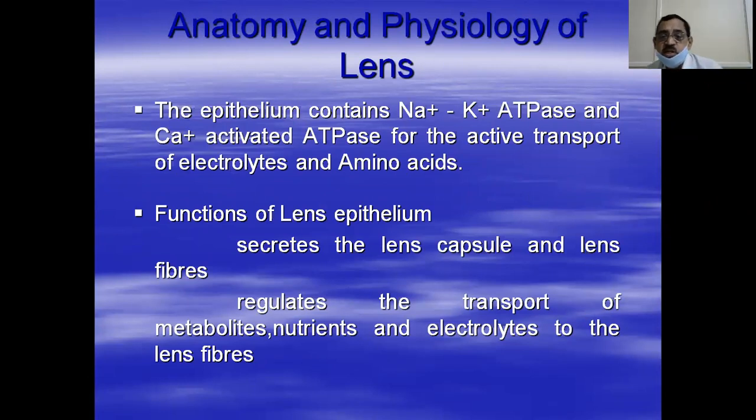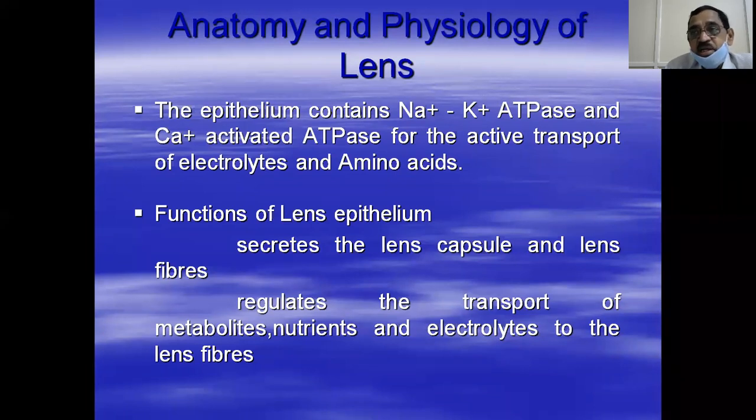The epithelium contains sodium-potassium ATPase and calcium-activated ATPase, for the active transport of electrolytes and amino acids across the lens capsule into the aqueous humor. Functions of the lens: it secretes the lens capsule and also lens fibers. It regulates the transport of electrolytes and also metabolites and nutrients to the lens fibers.